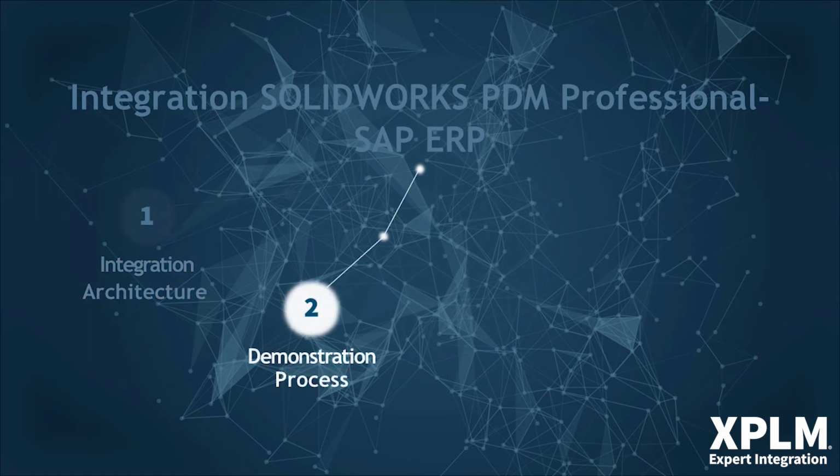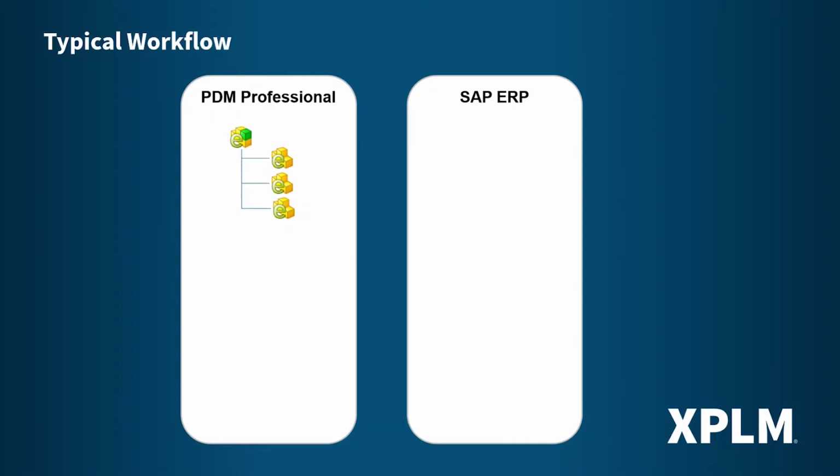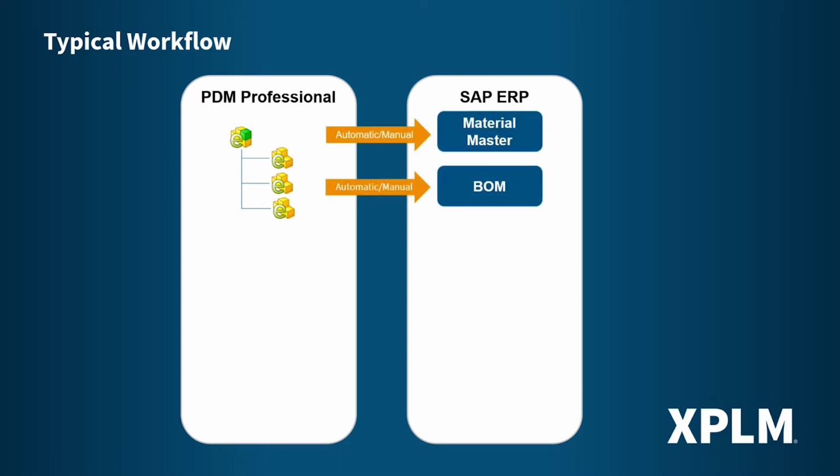This is our example for a simple development process. Let's have a closer look. The engineer creates a new assembly and saves it in PDM Professional. Using the assembly structure and part data, the integration creates material masters and bills of material manually or automatically.